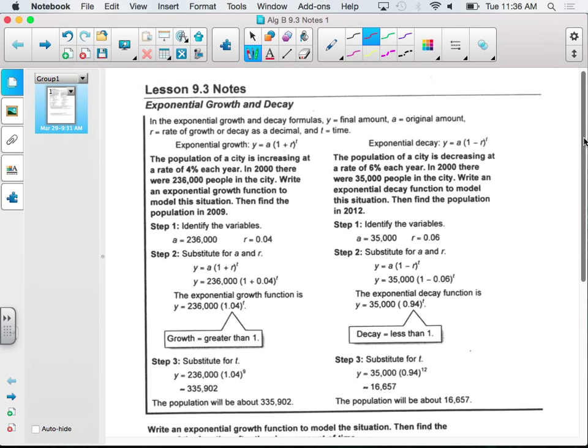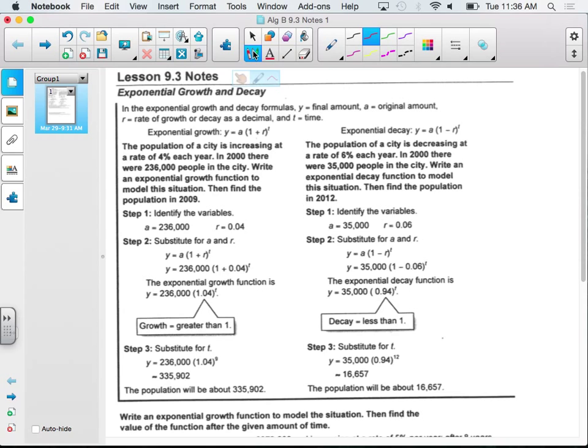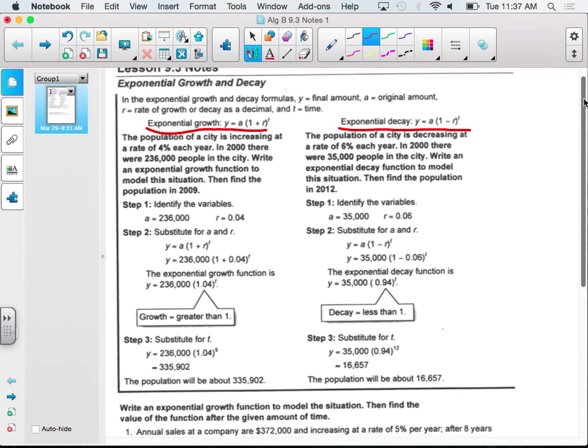So, first things, in the exponential growth and decay formulas, there's exponential growth and there's exponential decay. The variables in it, y is our final amount, so whatever we might be given the final amount. A is our original amount. R is the rate of growth or decay, so either it's going to be growing at a certain rate or decaying at a certain rate, and it's written as a decimal. And then t is time.